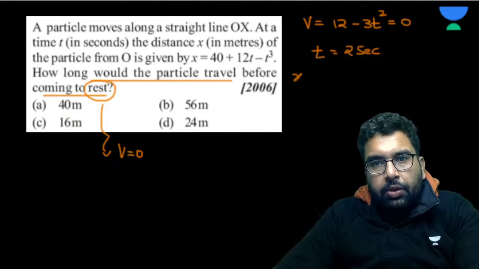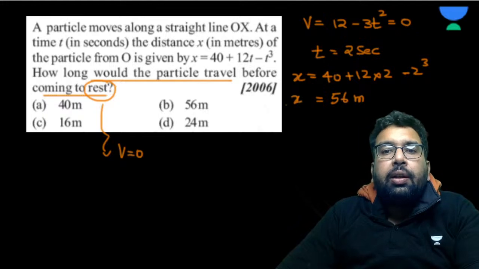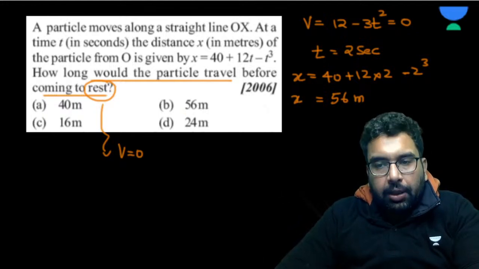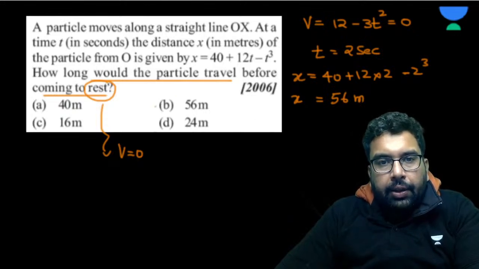So what will be the position? The position will be 40 plus 12 into 2 minus 2q, right? So this will become 64 minus 8, that is 56 meter. The position the particle travels, this is all the displacement. Understood, beta? Okay. So this is 56 meter.